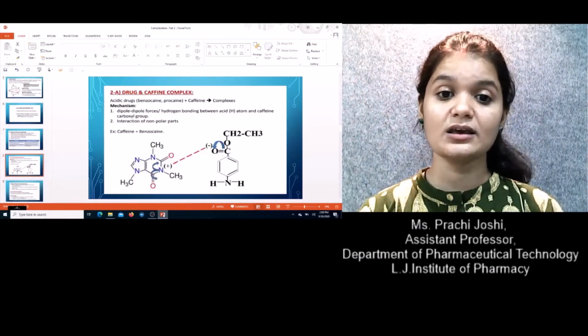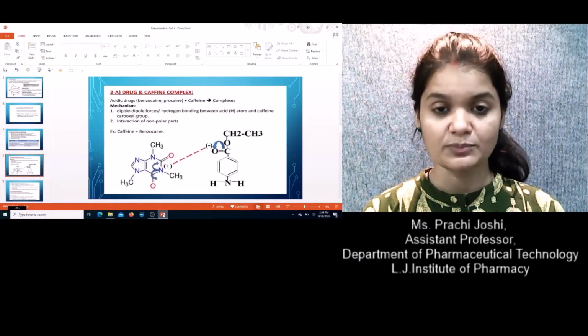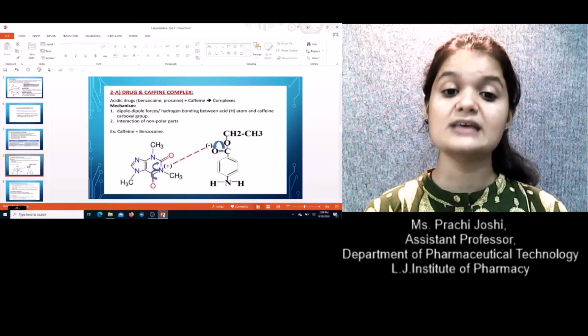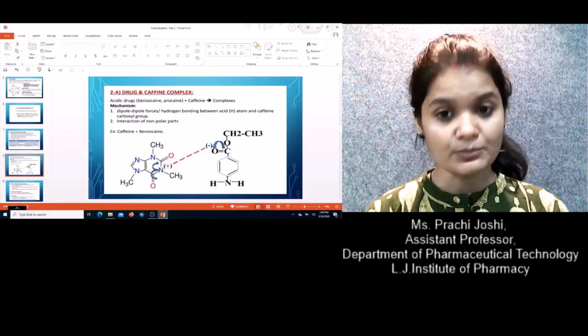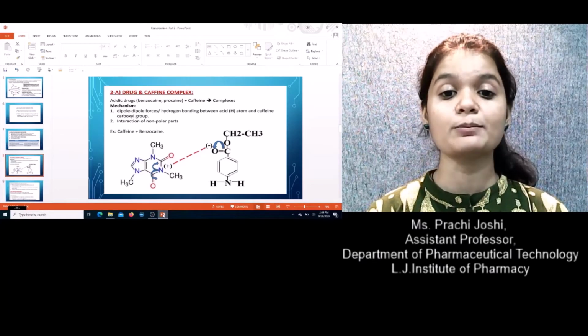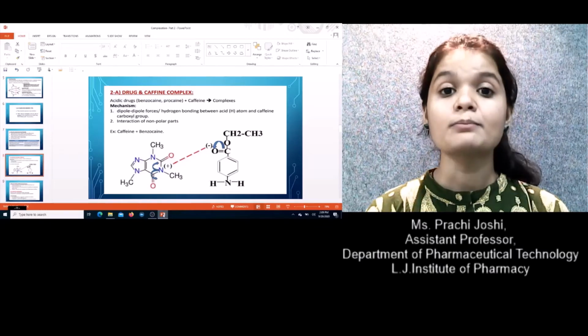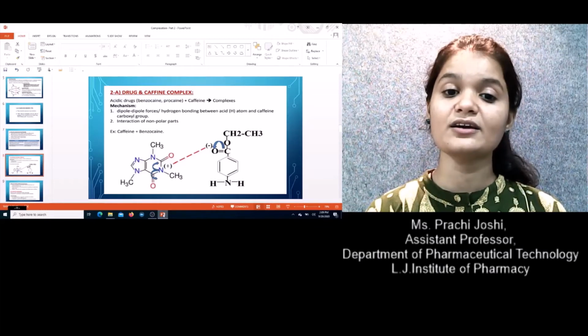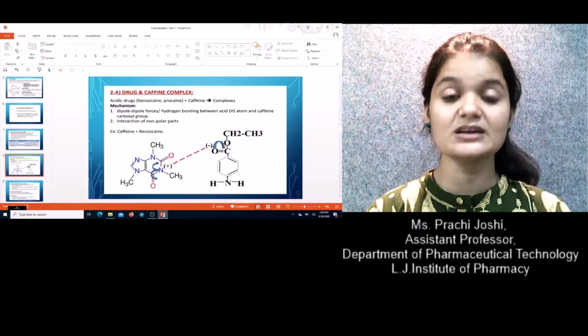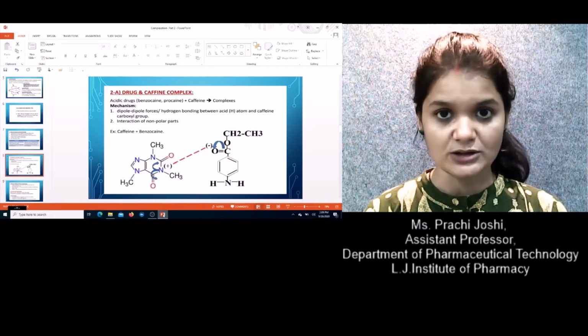Next is drug and caffeine complex. The acidic drug can easily form a complex with caffeine. Examples are benzocaine and procaine. Now, the mechanism involved in this is dipole-dipole force or hydrogen bonding between the acidic drug and the caffeine carboxyl group. The second mechanism is interaction of non-polar parts of it.